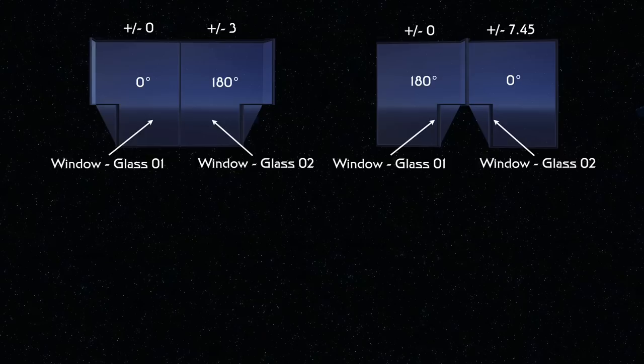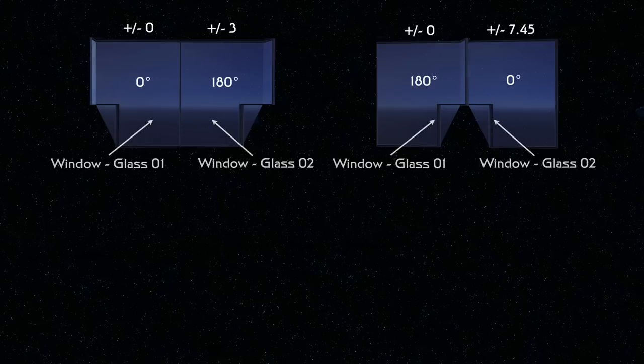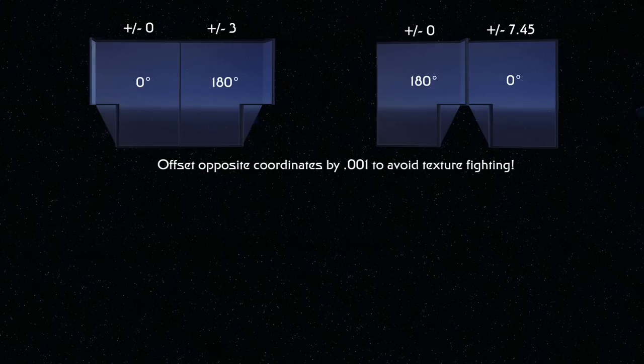So for example, if one window was set to x equals 0, you would set the other one to x equals 3. In that case, the z value for both windows would be the same, except, as usual, you need to offset one of the windows by 0.001 to avoid texture fighting. If you're connecting them along the opposite edge, which you might want to do if you're making a really long string of windows, you add 7.45 to the window on the right. For these examples, I'm using positive values, but obviously depending on the orientation the windows are running, you might have to use negative values instead.